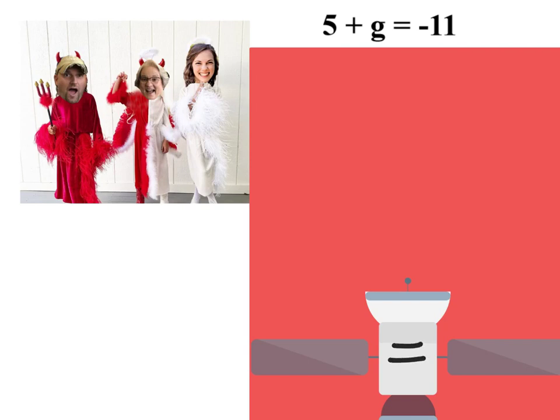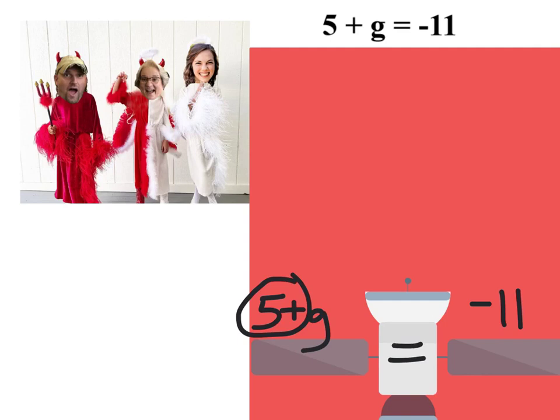The equal sign is the center of this thing, and on one side we have a 5 plus g, and on the other side we have a negative 11. And right now they weigh the same. What we want to do though is we don't want to be weighing 5 plus g, we just want to be weighing g. So there's this extra thing weighed with it that we want to get rid of.